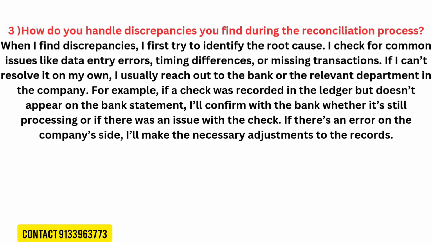How do you handle discrepancies you find during the reconciliation process? When I find discrepancies, I first try to identify the root cause. I check for common issues like data entry errors, timing differences, or missing transactions. If I can't resolve it on my own, I usually reach out to the bank or the relevant department in the company. For example, if a check was recorded in the ledger but doesn't appear on the bank statement, I'll confirm with the bank whether it's still processing or if there was an issue with the check. If there's an error on the company's side, I'll make the necessary adjustments to the records.